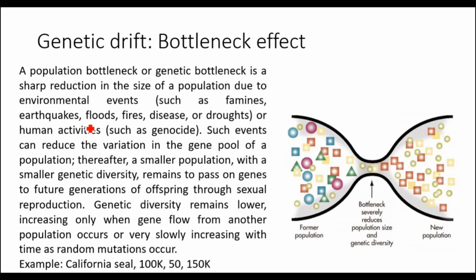Over here I have explained. A population bottleneck or genetic bottleneck is a sharp reduction in the size of a population due to environmental events: famines, earthquakes, floods, fire, disease, droughts, or other human activities. Such events can reduce the variation of the gene pool of a population. Thereafter, a small population with smaller genetic diversity remains to pass on genes to the future generation of offspring through sexual reproduction.